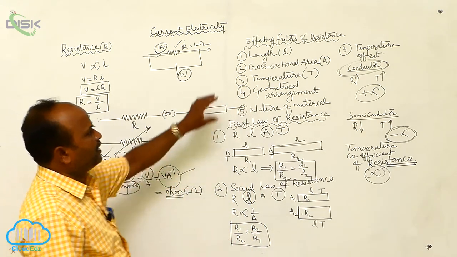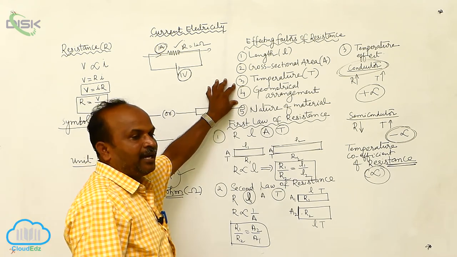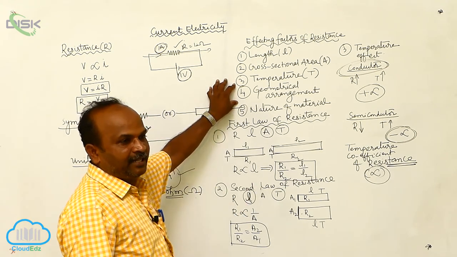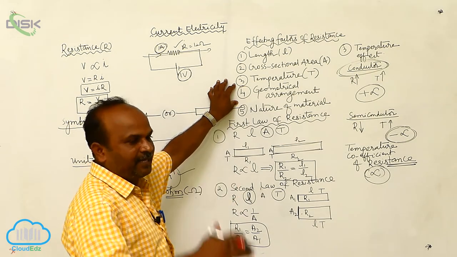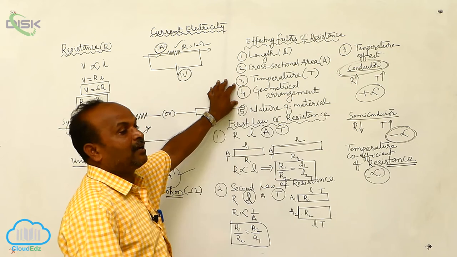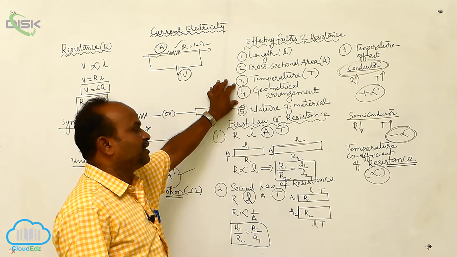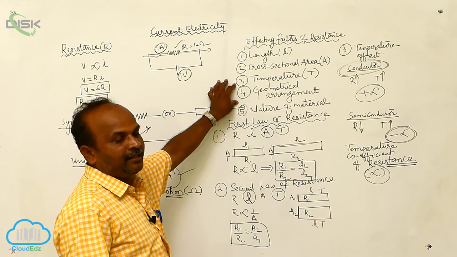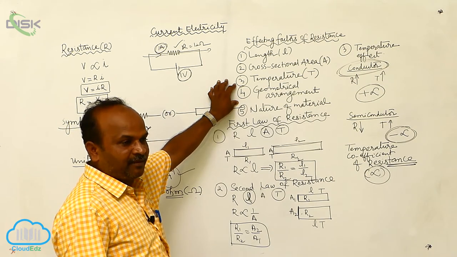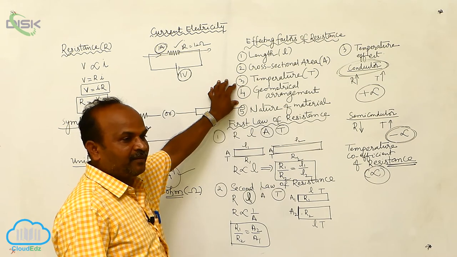Now, write geometrical arrangement. If a wire is bent in the form of a triangle, a circle, or a rectangle, then across any two points the resistance changes. Such effective resistance can be calculated by the series arrangement of resistances and the parallel arrangement of resistances.